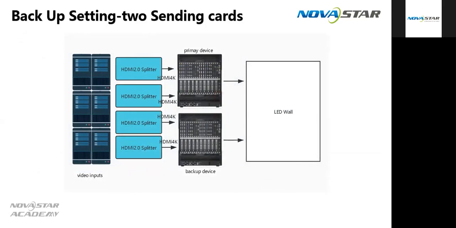For backup setting, you can also use two different products, one primary and one backup. For video signal, you can also do backup. Usually, if you are using a media server, you have to use an HDMI splitter to divide the video signal to the primary device and the backup device.